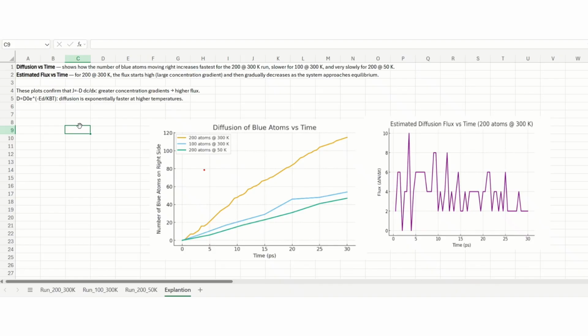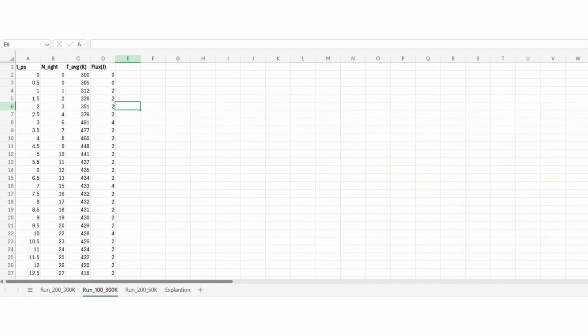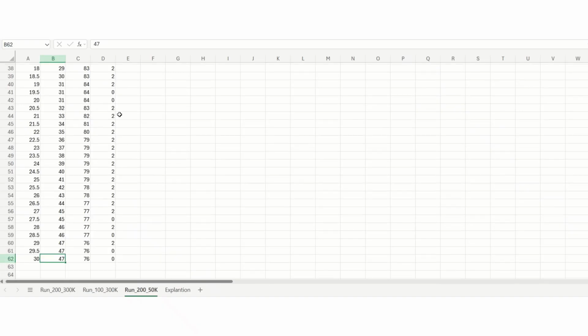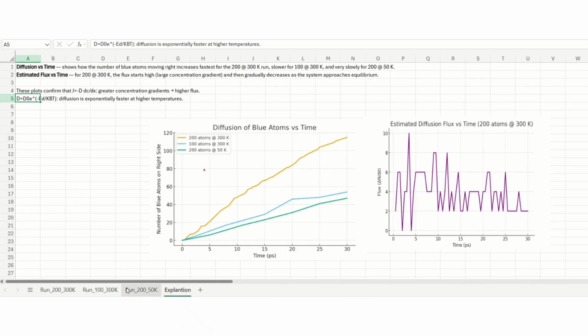For the temperature dependence of D, given by this equation right here, as temperature increases, the diffusion coefficient increases exponentially. If we compare the 200 atom runs at 300 Kelvin and 50 Kelvin, the flux was much higher during the 300 Kelvin run. So we have 2, 4, and then over here, no 4s available at all. So the flux was higher at the higher temperature, and that's because at higher temperatures, atoms have more energy to overcome activation barriers, so the diffusion speeds up. This matches perfectly with our theoretical data.